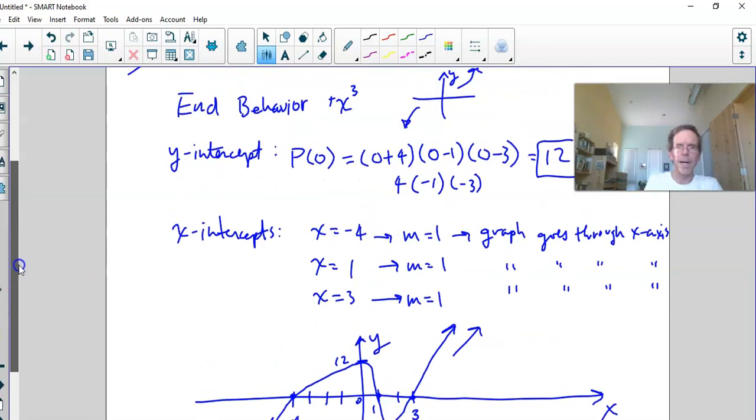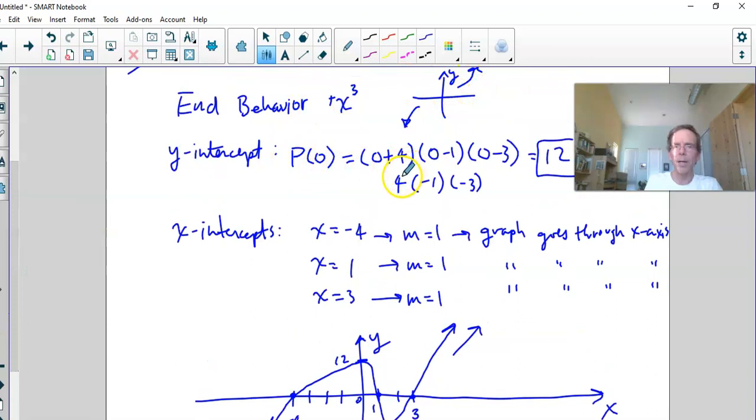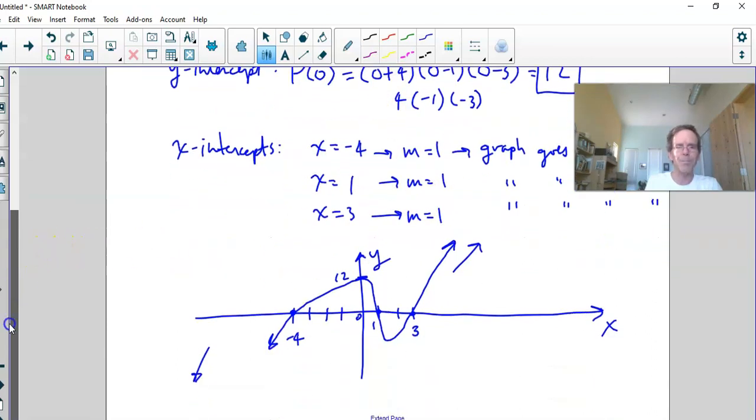So as a recap, we get our end behavior, the y-intercept, then we can look at the x-intercepts and their behavior based on the multiplicity.